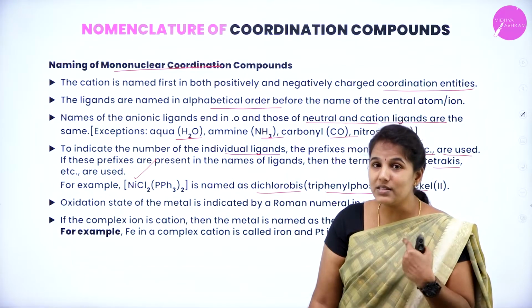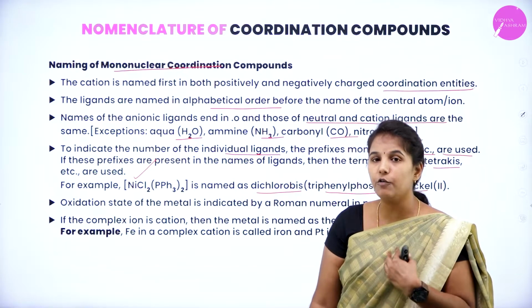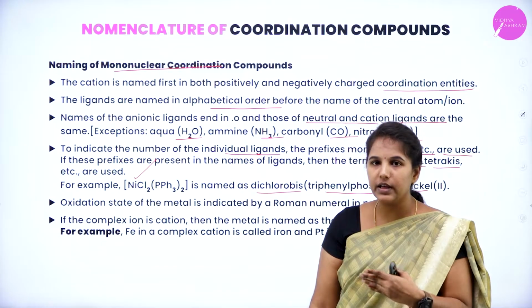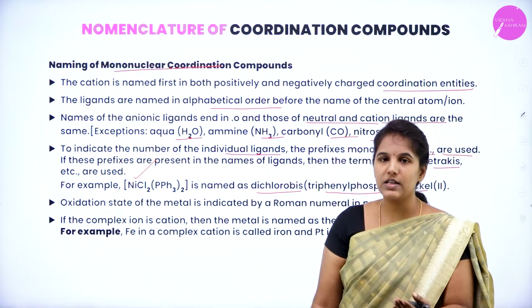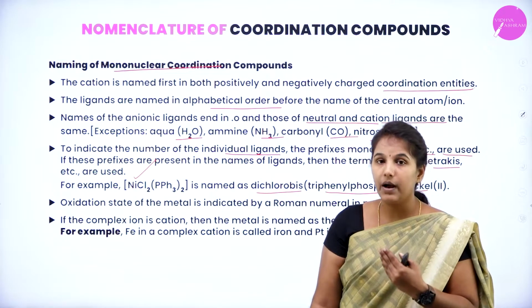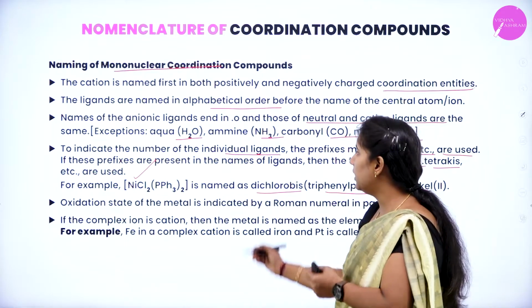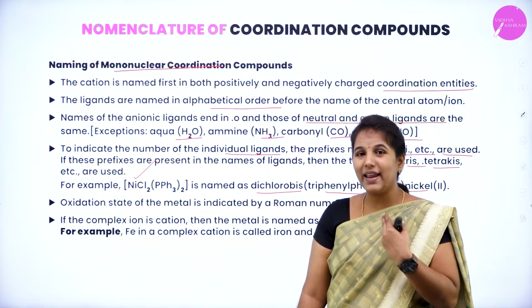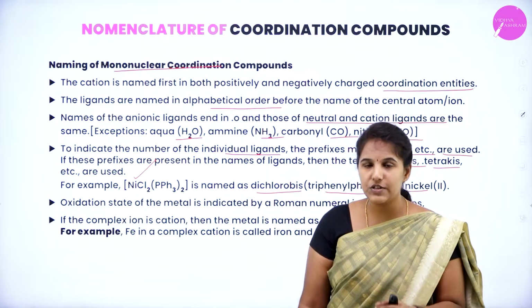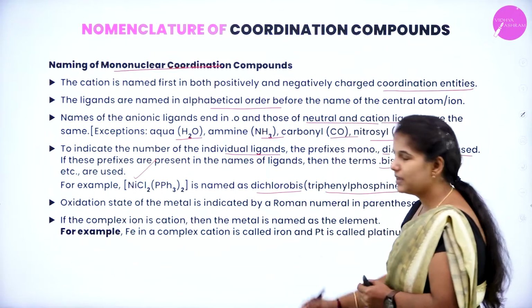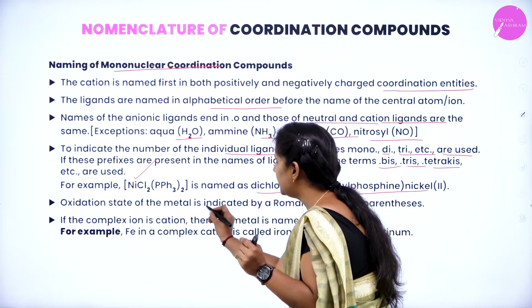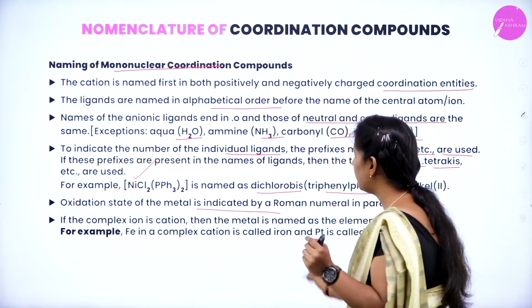So while naming these ligands, if the number of identical ligands is more, we go with di, tri, or tetra. But if the prefixes of the ligands are themselves increased in number, then we use bis, tris and tetrakis, like that. Okay.